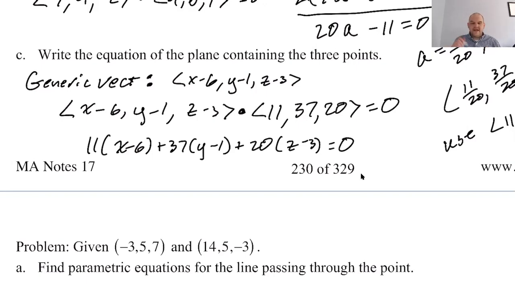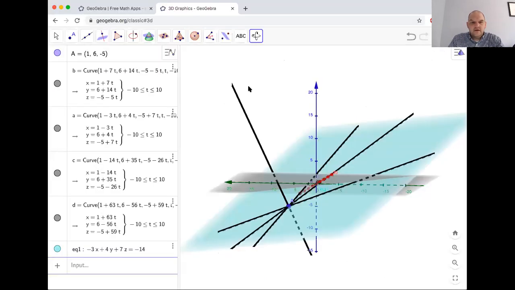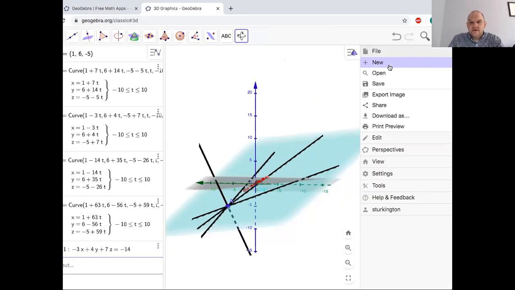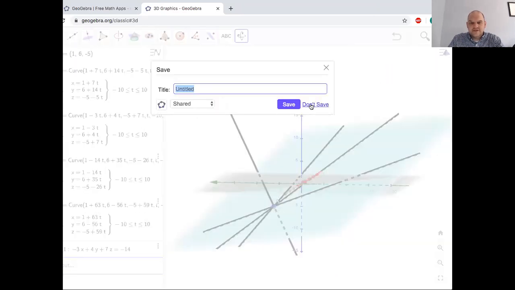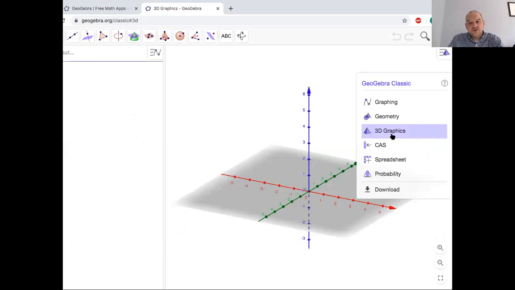All right, that's my equation of the plane. To check it, do I dare check it? I'm going to switch over to GeoGebra for a second. I'm going to start a new thing. So let's do file. Let's go new. Don't save. Never save. You should always save things.